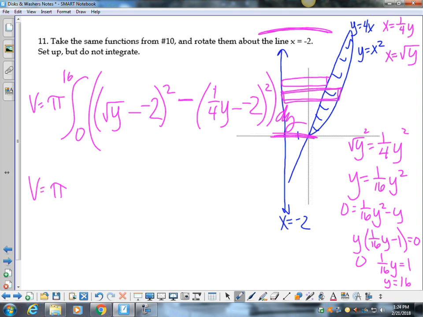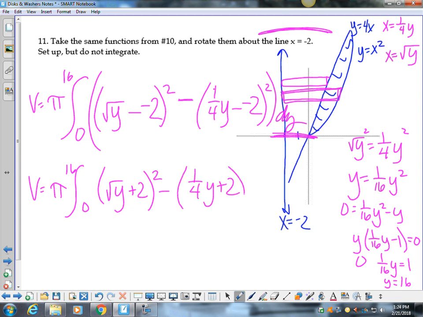So volume equals pi, 0 to 16, and this is the square root of y plus 2 squared minus 1/4 y plus 2 squared. Big old parentheses and a sweet little dy. And it just said set up. Thank goodness. Okay.